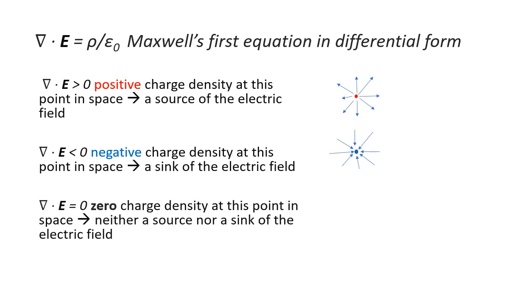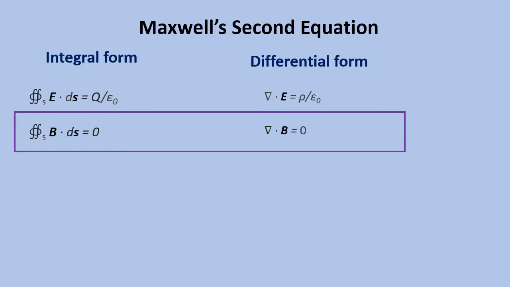And if the divergence of the electric field is zero, there's zero charge density at this point in space, and it's neither a source nor a sink of the electric field. Okay, let's go on to Maxwell's second equation.